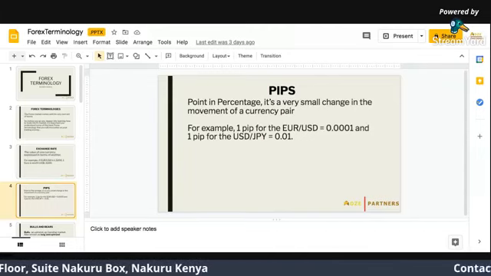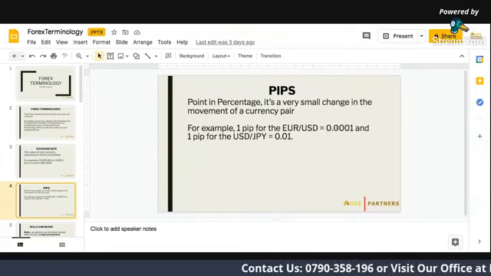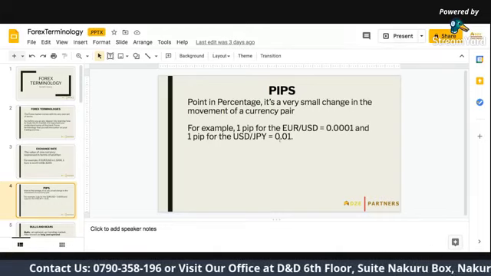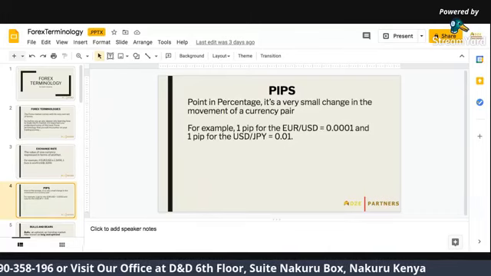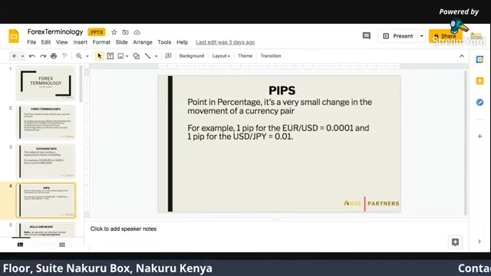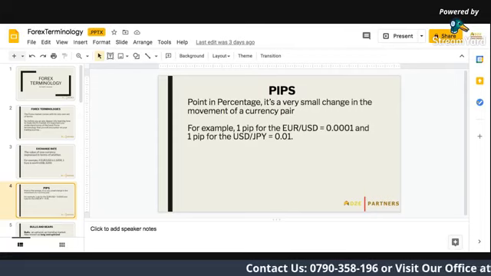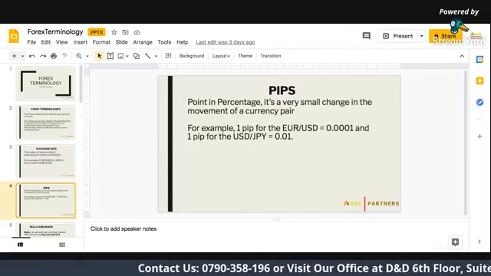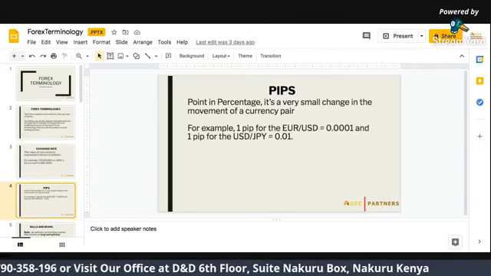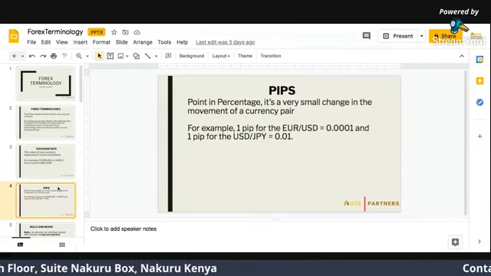Let's have a look at Euro USD, the currency pair. One pip for the Euro USD is equal to 0.0001, and one pip for USD JPY is 0.01. Different currency pairs have different calculations in terms of pips, and even in terms of the exchange rate. So you'll find that Euro USD will have 0.0001, and then USD JPY will have 0.01.